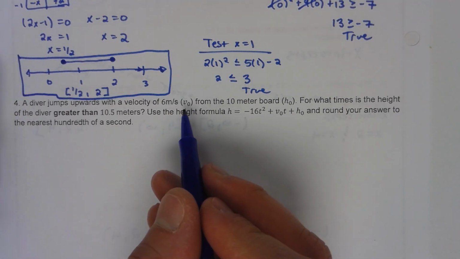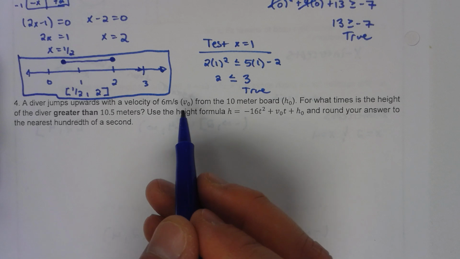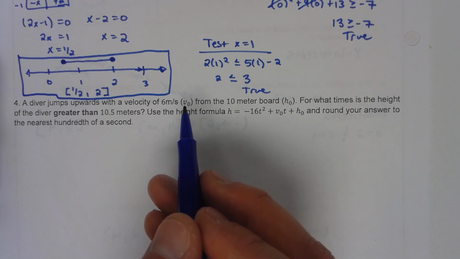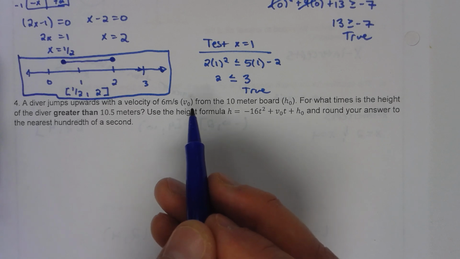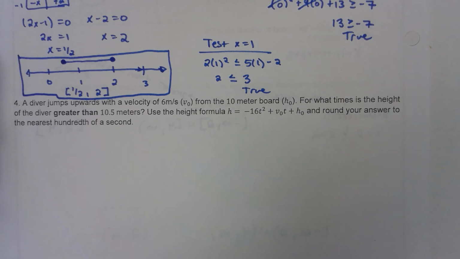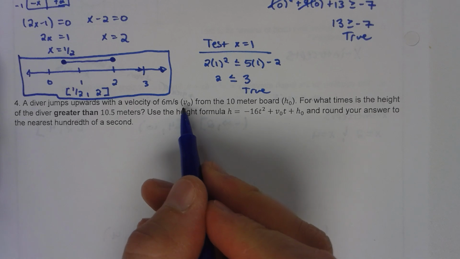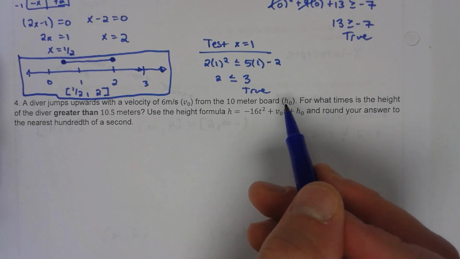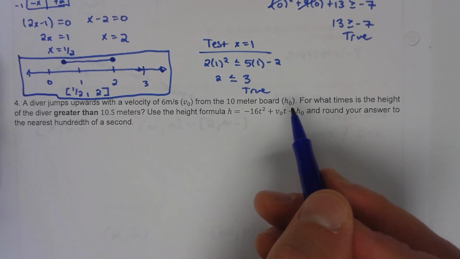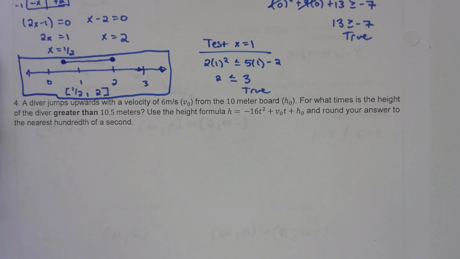This v with the subscript 0 is read as v naught, or the initial velocity. If you ever see a subscript of 0, that's like the starting value of whatever that variable is. So this is saying the starting velocity is 6 meters per second from the 10-meter board, which is h naught, the starting height. So if you ever see that subscript of 0, think of it as just being the starting value for that particular variable.